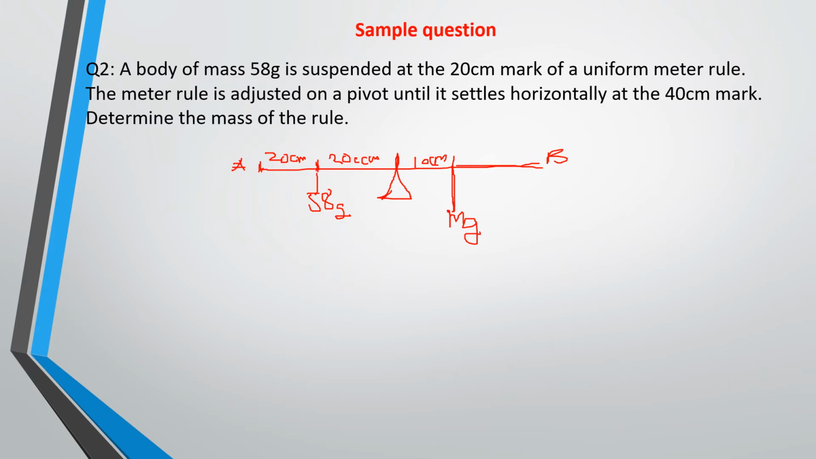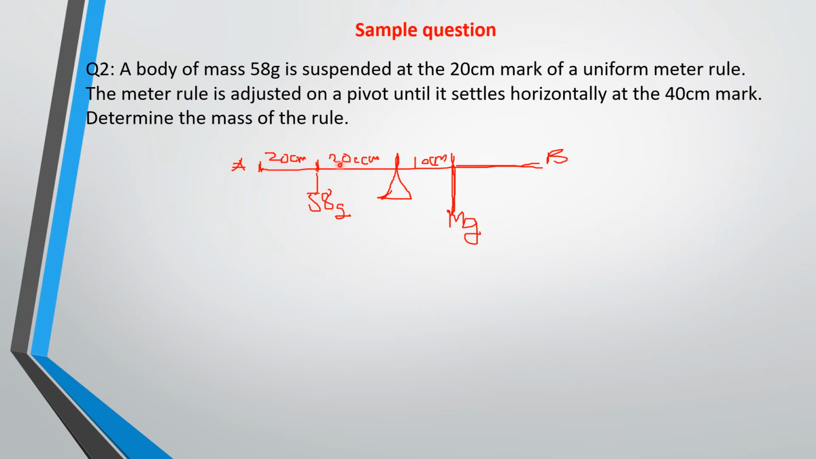What I said is that the meter rule, since it is uniform, the mass of the meter rule is acting at the center, which is the 50 centimeter mark. Now, if the mass is acting at the 50 centimeter mark and you are balancing a weight at the 20 centimeter mark of the rule, you need to adjust it until it will balance horizontally. Now they said that this meter rule balances at the 40 centimeter mark, and if it balances at the 40 centimeter mark, it means that if from point A to the 58 gram mass is 20, then the other part of it will also be 20.